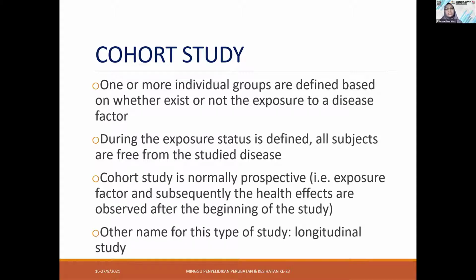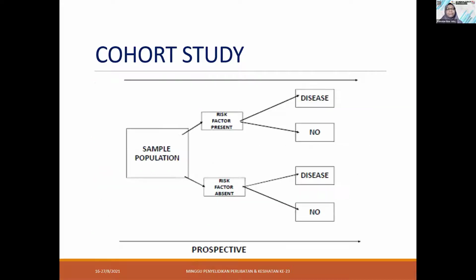During the exposure, status is defined, and all subjects are free from the study outcome at the start. So that means you follow them up over a long period. A cohort study is normally prospective: exposure factors are defined, and the health effects are subsequently observed after the beginning of the study. Usually it's a long-term study. Another name for this type of study is a longitudinal study, because it's long term.